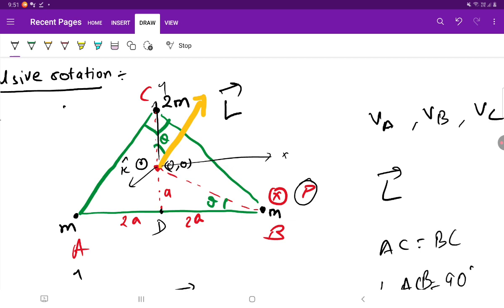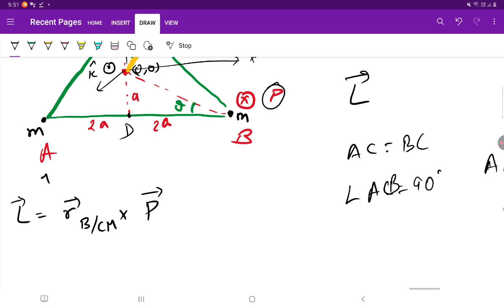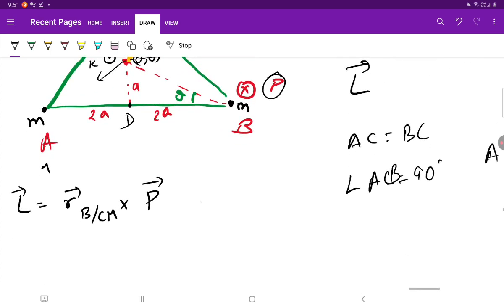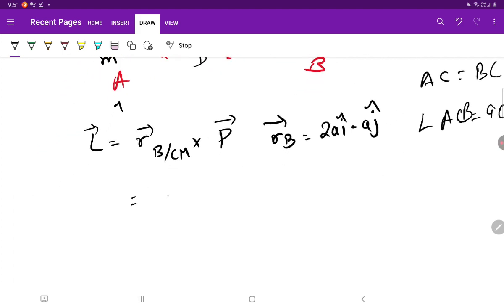L vector is r cross p. Now what is the r vector? Suppose the center of mass to be the origin. What is the r vector of point B? The r vector of point B can be given as 2a i cap minus a j cap. So I can write it as (2a i cap minus a j cap) cross p.